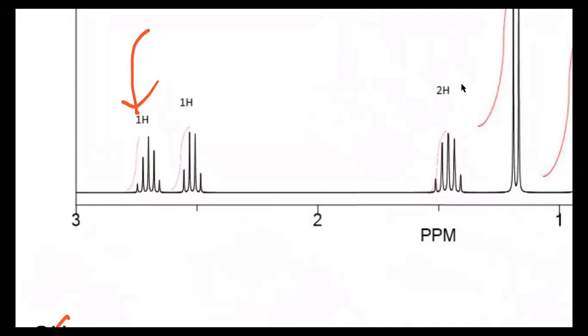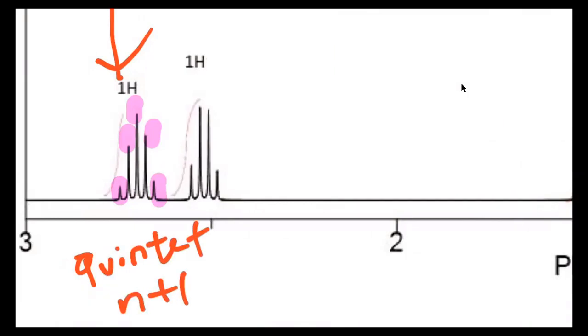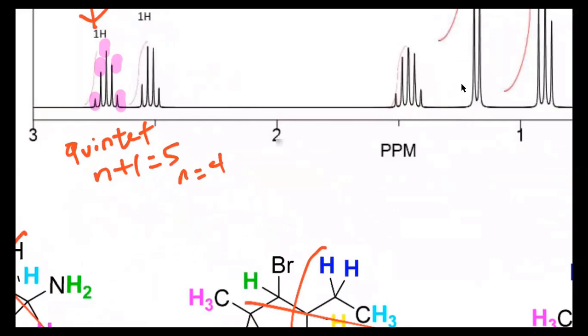We've already established that. So now look at the integration and the splitting pattern. How many lines is that split into? Can y'all see that? 5, right? 1, 2, 3, 4, 5. It's a quintet. Is that right? What does that mean? It has 4 neighbors. If n plus 1 is 5, that means n is 4. That's exactly right. So let's go back down here and see if we can pick which one it is.